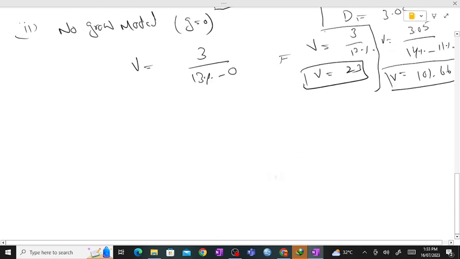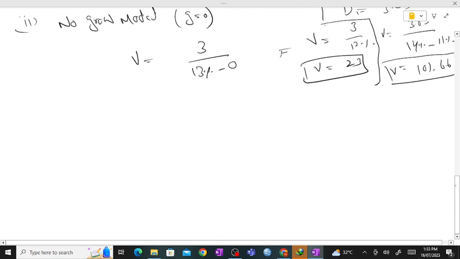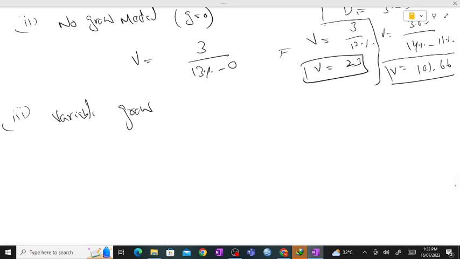Now, come on to the third model, that is the variable growth model. Till now, we have understood the cases where there is no growth and where there is constant growth, but in any case, the growth may change with the passage of time. For example, in one year it would be 2%, in the next year it could be 3%, and the next year 4%. Then what would be the scenario? How can we solve these questions?